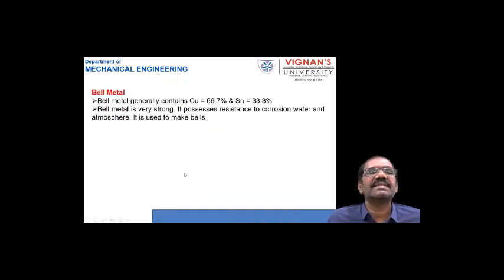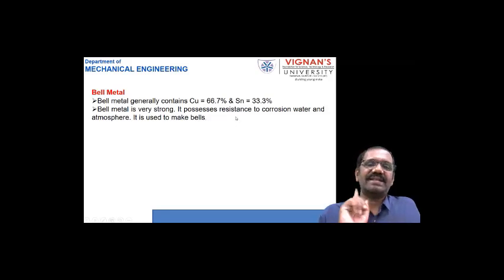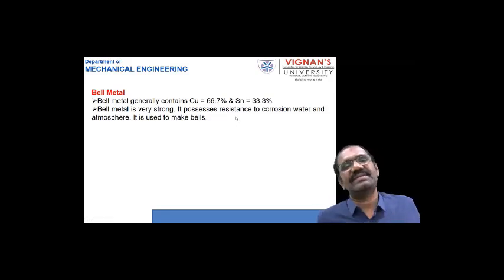The final one is bell metal, having 66.7% copper and 33.3% tin. This is very strong. It possesses good resistance to corrosion in water and atmosphere, and it is used in making bells. In schools you might have seen the bells which are made with this metal.